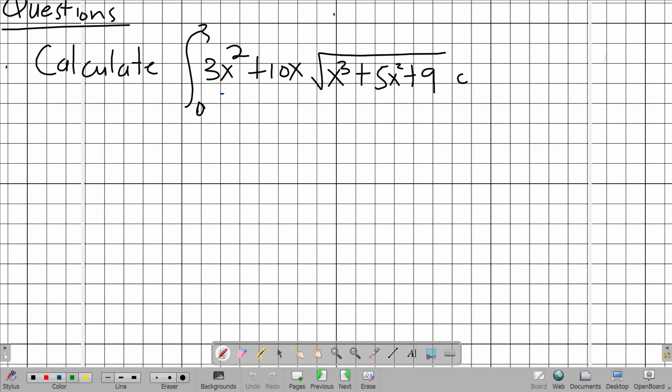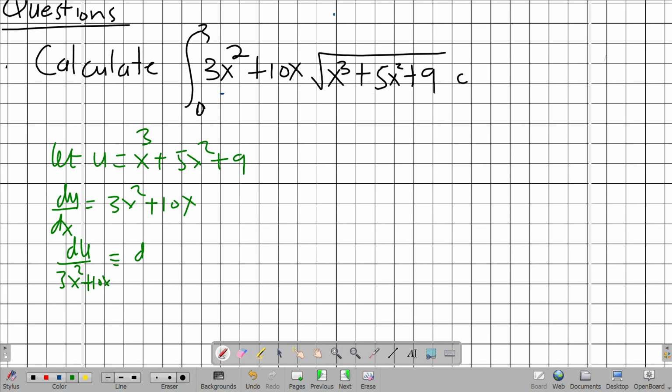Again, you can still see this one. The fact that this is a derivative of the inside function, I can still say let u be equal to x cubed plus 5x squared plus 9, and du over dx is 3x squared plus 10x. So that cancels this derivative. So du over 3x squared plus 10x is identically equal to dx.